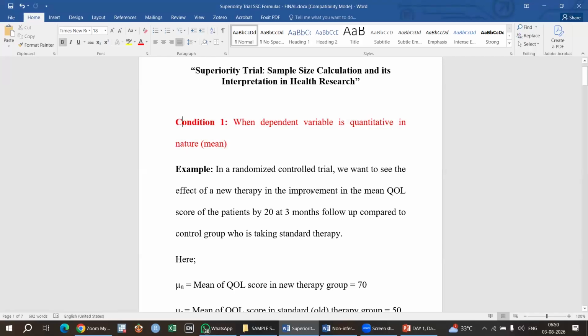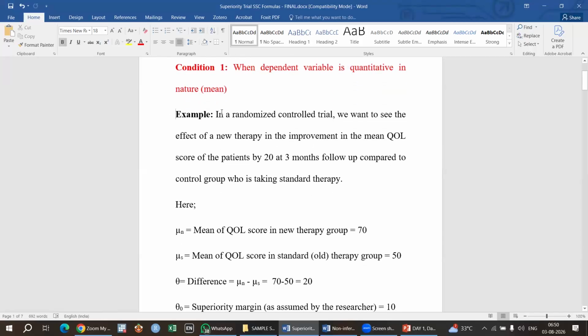And the example, please see this example. In a randomized control trial, we want to see the effect of a new therapy on the improvement in mean quality of life score. Because this is a quality of life score, we have to get the mean of the patients. The improvement is by 20. So what is the mean difference? That is 20, at 3-month follow-up compared to the control group taking standard therapy.